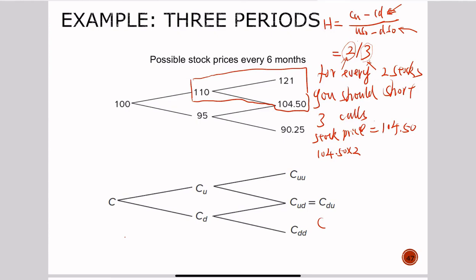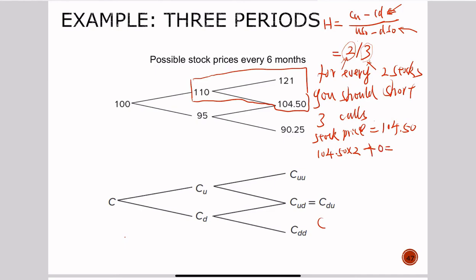However, in this case, you can see that the call buyer, the call holder, will not exercise the call because the stock price is actually lower than the exercise price, so the call is out of the money. So basically, the payoff from the short position of 3 calls would be 0.